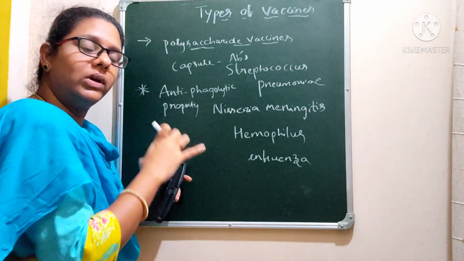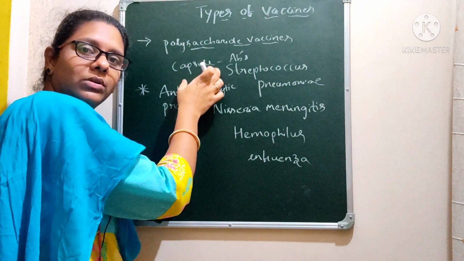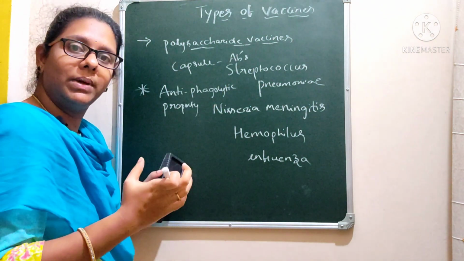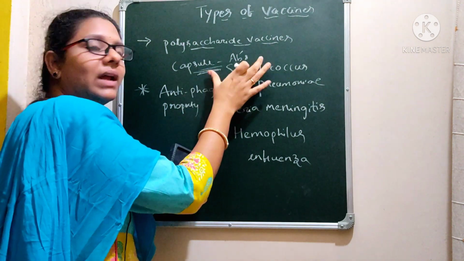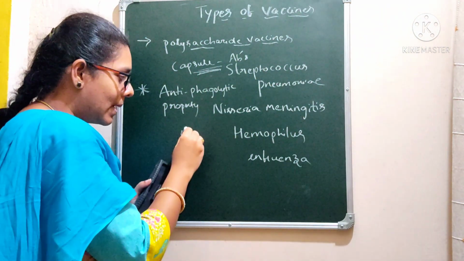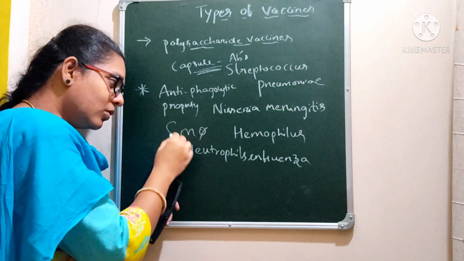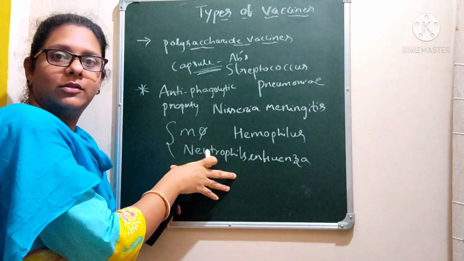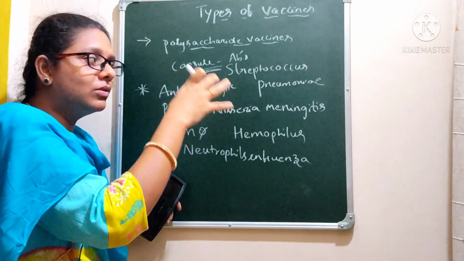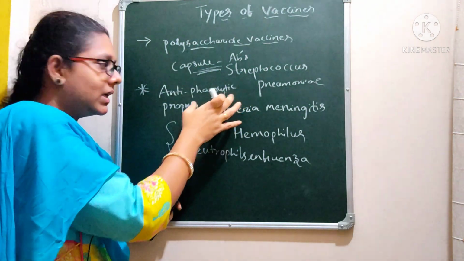So here what we are going to do is use that polysaccharide capsule that is coated with the antibodies. So what happens? This capsule coated with antibodies will greatly increase the ability of macrophages and neutrophils to phagocytose the pathogen. So initially what happened? Due to the presence of the capsule, those bacteria will attain the property of an antiphagocytic feature.